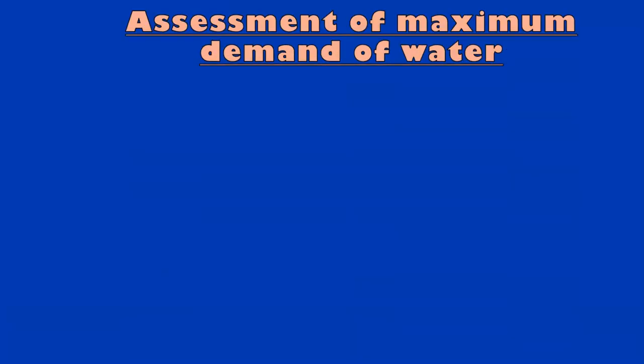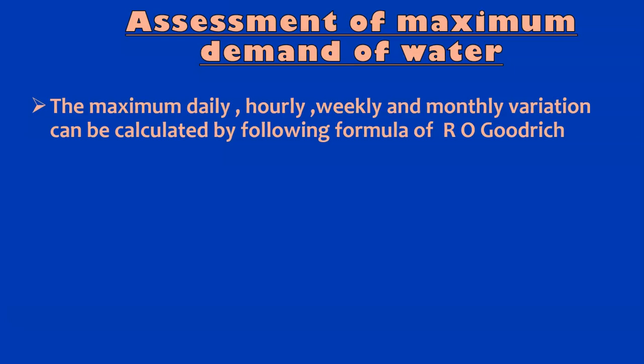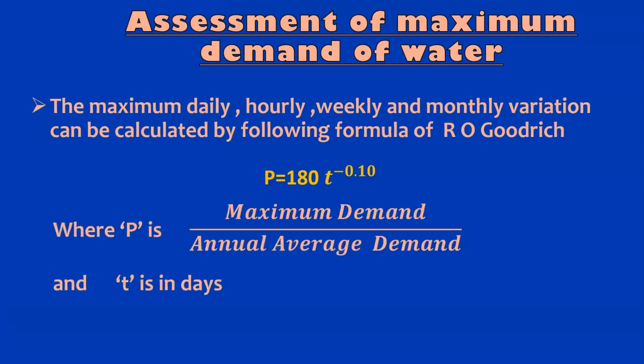Now how can we assess the maximum demand of water? The maximum daily, hourly, weekly and monthly variation can be calculated by the following formula of R.O. Goodrich. The formula is P equals 180 T raised to minus 0.1, where P is the maximum demand by annual average demand and T is in days. So in the case of daily, P will be maximum daily demand by annual average daily demand. If it is hourly, P will be maximum hourly demand by annual average hourly demand.